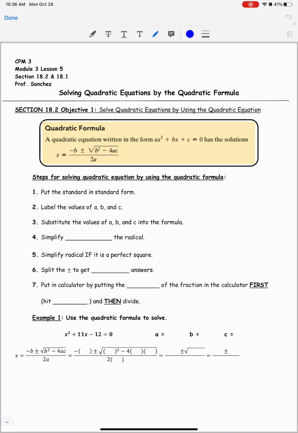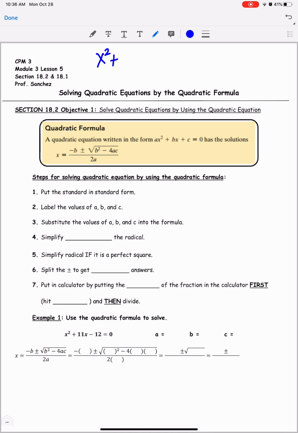So in this lesson, we are solving quadratic equations by the quadratic formula. Here is your quadratic formula. Now, we've already learned one way to solve quadratic equations, and that's by factoring. Here's the problem with factoring.